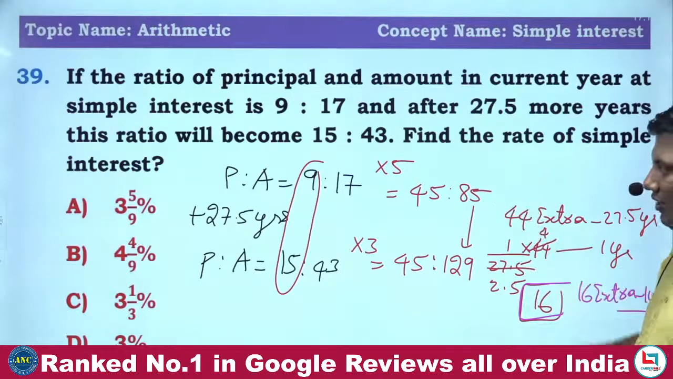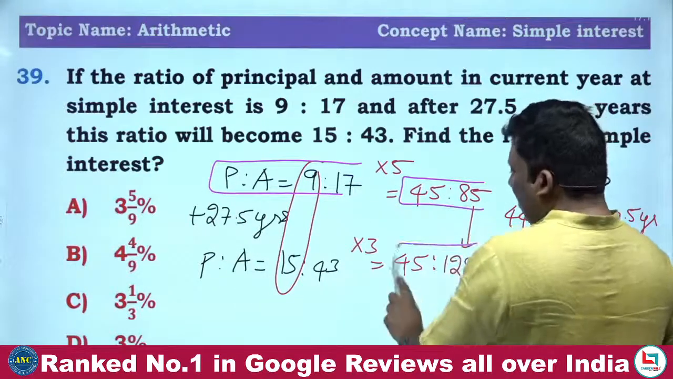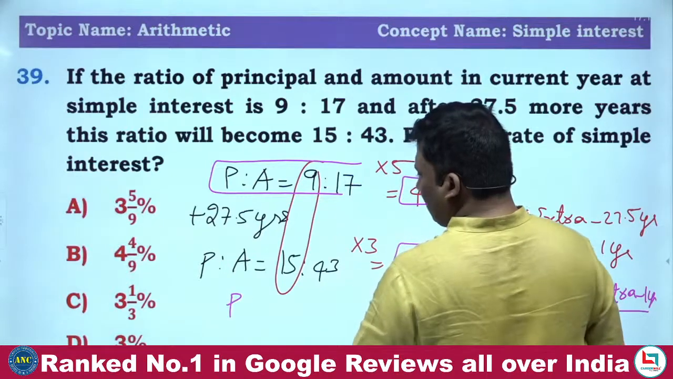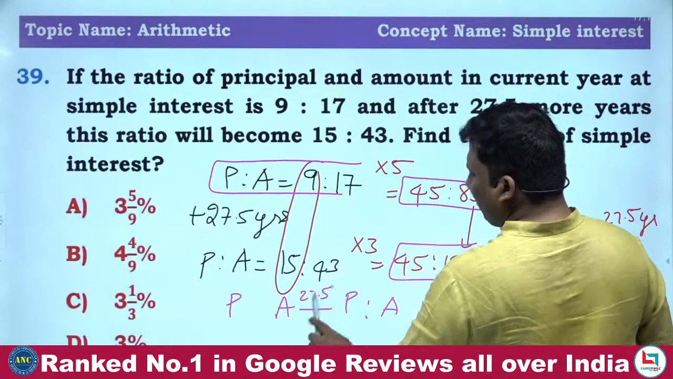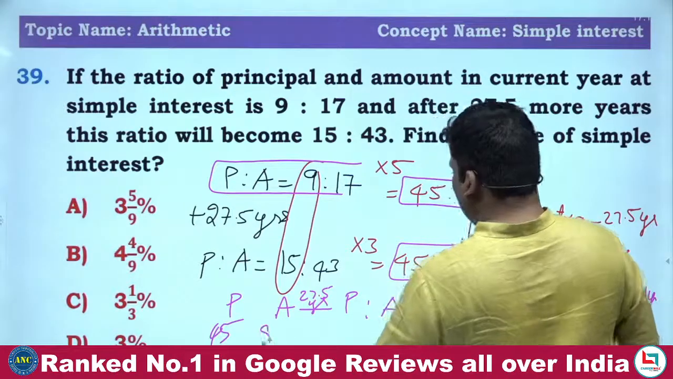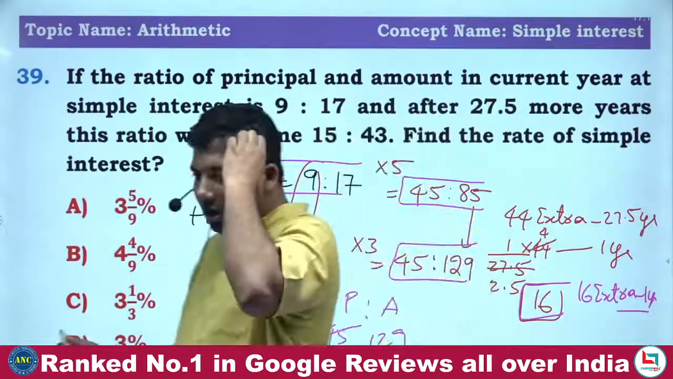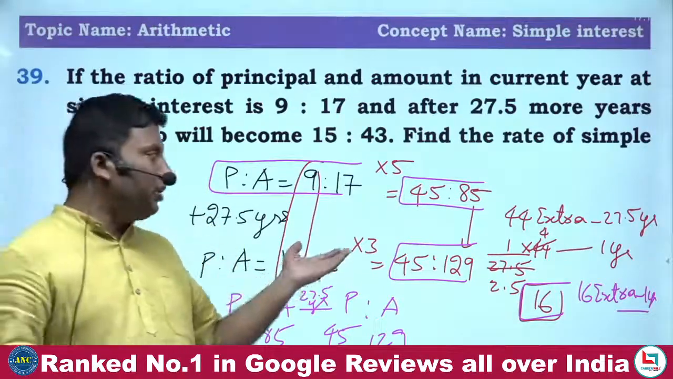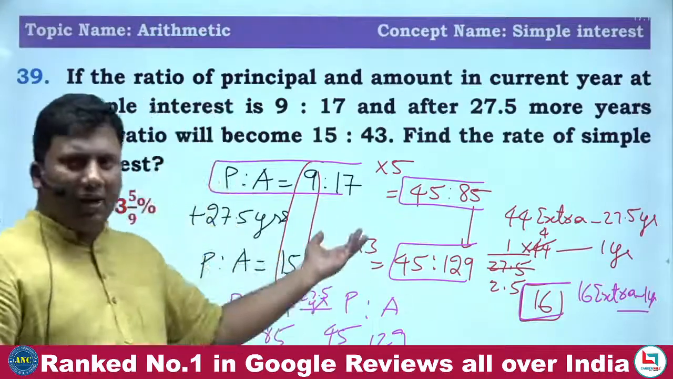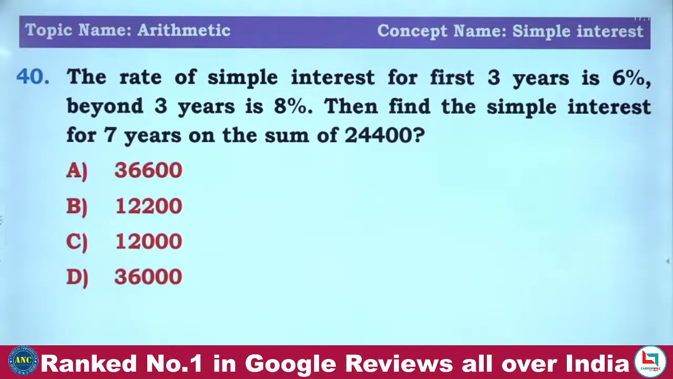So from there, convert the values of principal to amount. 45 is to 85, 45 is to 125. That means this is P, this is A, this is P, this is after 27.5 years. I hope you know how to get the extra. What is the interest percentage? Interest by principal into 100. From there you will get the answer, similar to the previous question. I hope the idea is clear.